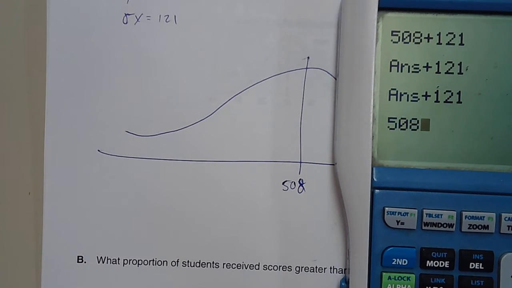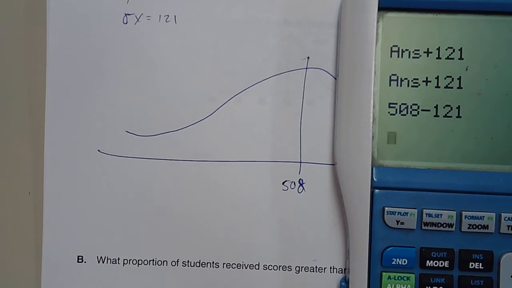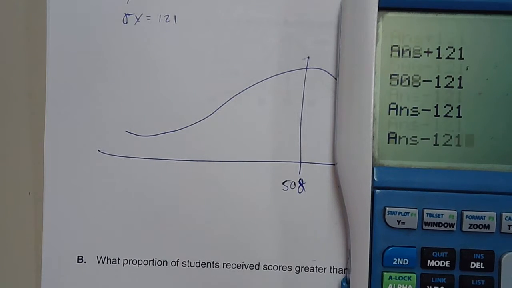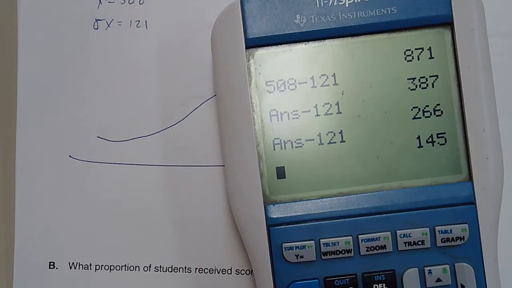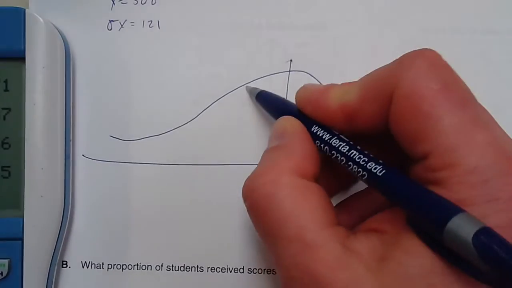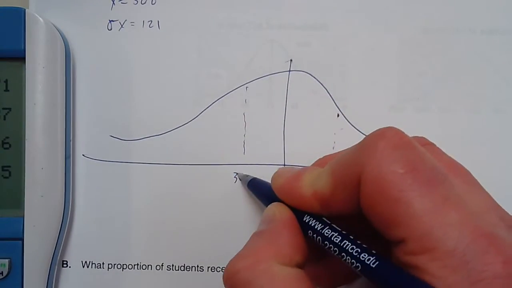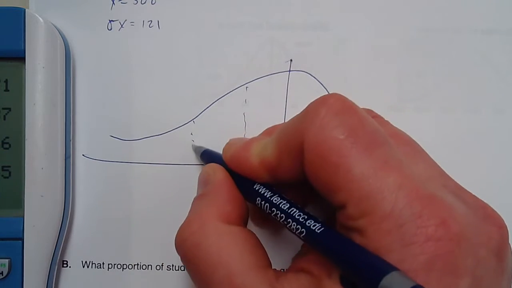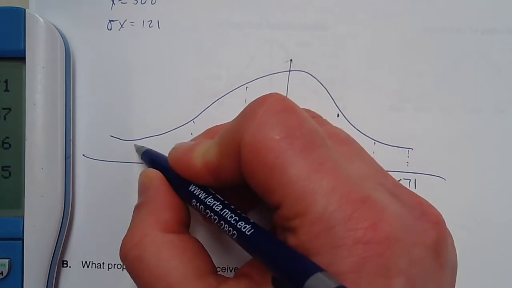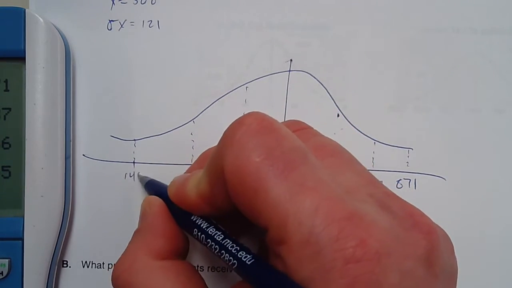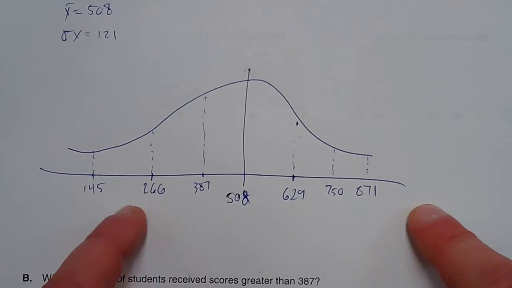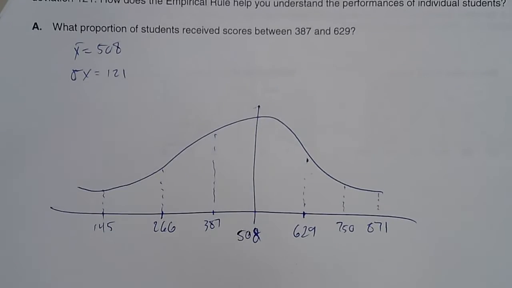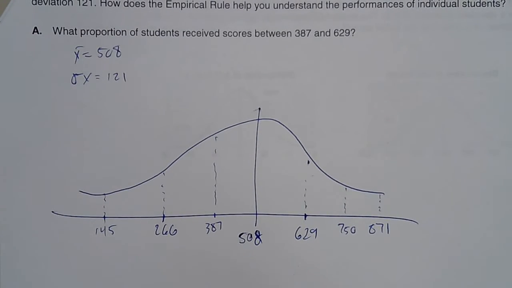And then if I subtract the standard deviation 3 times, I get those 3 values. So what do we got? 387, 266, and 145. So we use the standard deviation to draw this number line that we can now work with. And now we can look at this and answer this question usually pretty easily at this point.